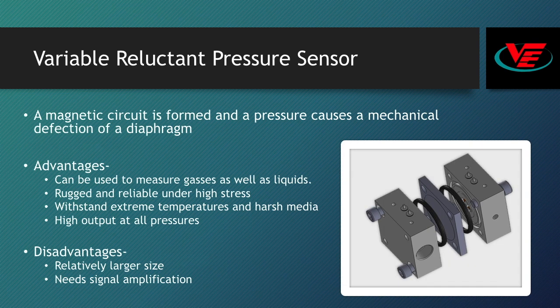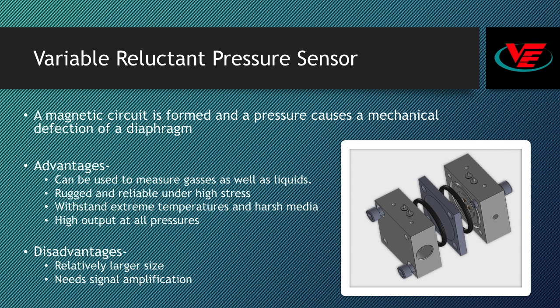Now, the last type of technology that we'll be talking about today is variable reluctance pressure sensors. This is the style that Validyne Engineering specializes in, so as you would imagine, it's my favorite. The sensor works by creating a magnetic circuit, and when pressure is applied to the sensing diaphragm, the magnetic field is changed. We are able to pick up the displacement of the magnetic circuit and convert it into a signal output.